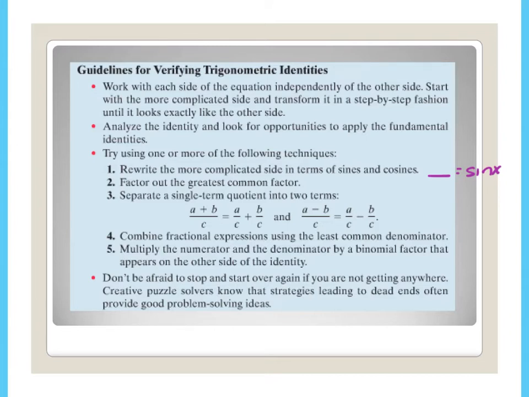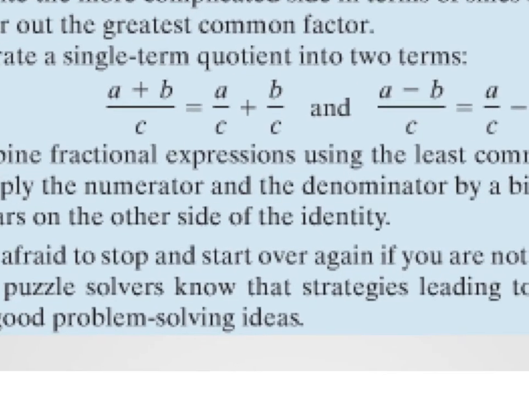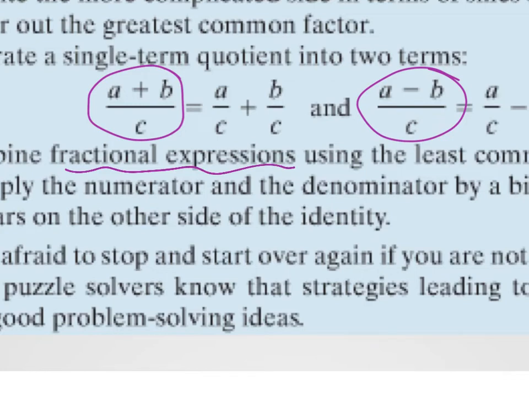Factor out greatest common factor. So look for things that you can take out, just like we used to do with factoring when it was trinomial or binomial. Separate a single term quotient into 2 terms. So yesterday at the end of the class we talked about this. Sometimes you've got a fraction in which you have multiple terms in the numerator, and it might be easier to split these into 2. Just make sure you give them both the same denominator, whether it's addition or subtraction. Or vice versa, combine fractional expressions. So if I had 2 separate expressions, sometimes I've got to combine them into 1 to simplify them. And sometimes you got to find the least common denominator to do that.